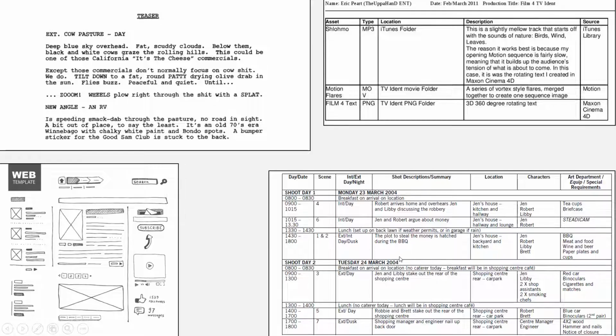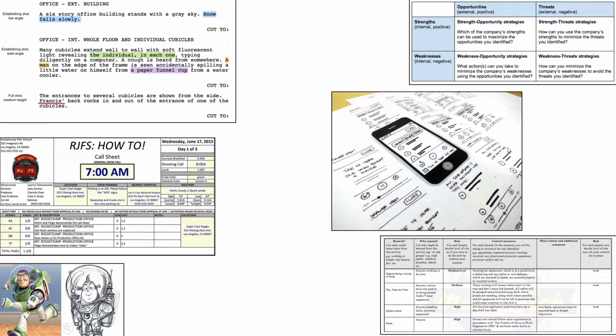Bottom right, we're seeing a production schedule or a shooting schedule. You've got things like dates, times, interior, exterior, description, characters and roles. The only thing that's really missing is contingency, a contingency plan in case things go wrong.